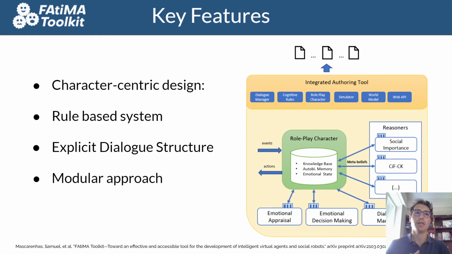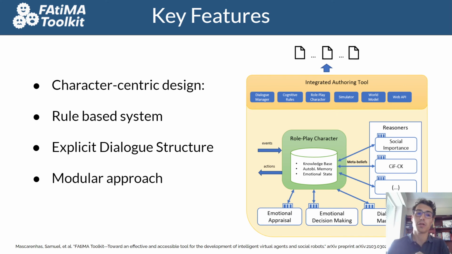Second, it uses a rule-based system motivated from the desire to approach the language of the intelligent agent field to the ones used by programmers. Third, its explicit dialogue structure is a combination of dialogue trees and dialogue pools, much used in the game development field. And finally, its modular approach means that despite its complexity, developers can simply use the components they need.